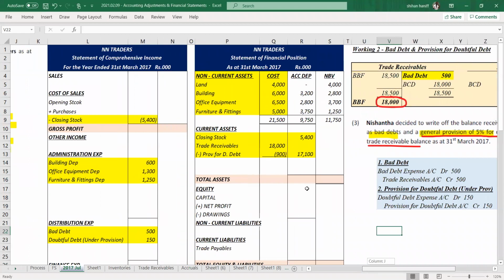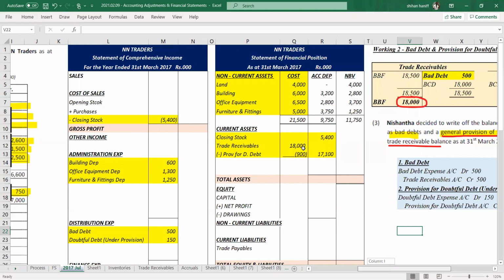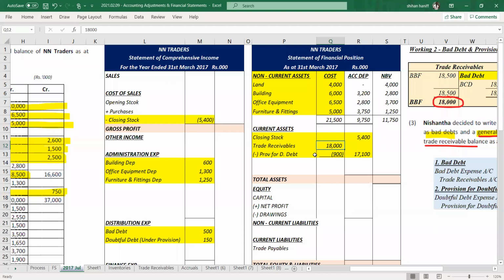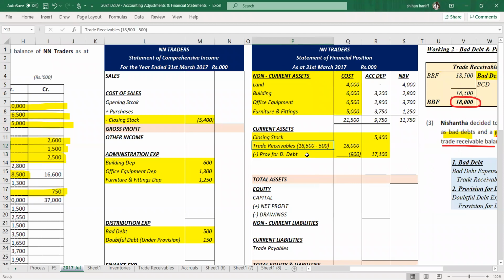So we have taken the trade receivables. 18,000 is the closing balance. If you want, you can write within brackets: there was 18,500, and from 18,500 we deducted 500 as bad debt. Then there was 750 opening balance provision, and we increased the provision by 150. So here also I'm writing within brackets what has happened to the balance.